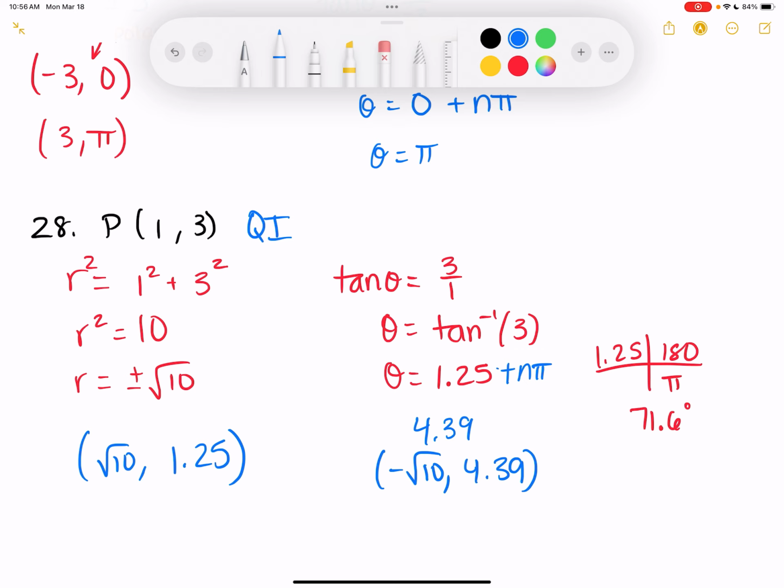Mm-hmm. So I'm going to look and see how they write their answers, because these ones aren't in the front. So I'm going to check and make sure. What section is this? 6-4. And this is number 28.